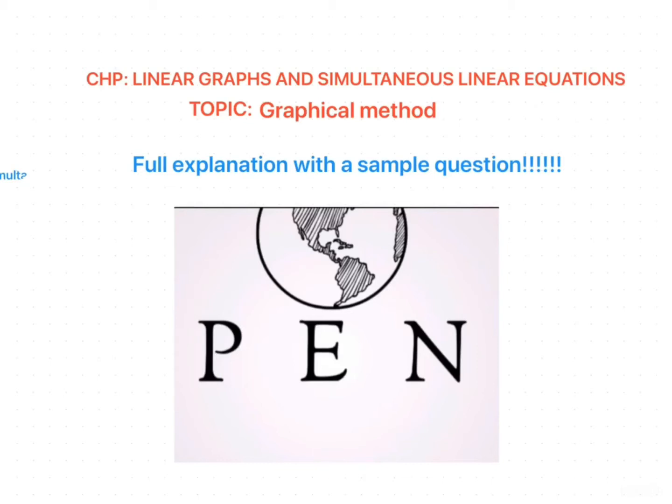As in the previous class, we have learned to solve simultaneous linear equations with the help of the substitution method. In today's class, we will solve one question of simultaneous linear equations with the help of the graphical method. So what is a graphical method? A graphical solution is the point of intersection found by drawing two linear equations on the same axis.